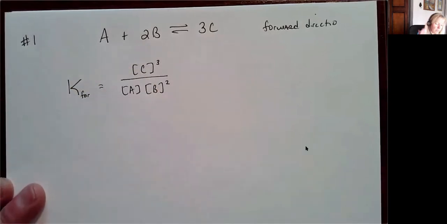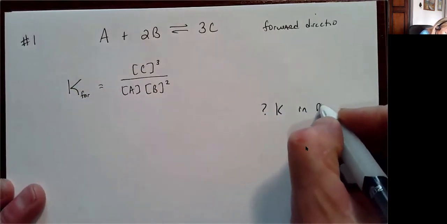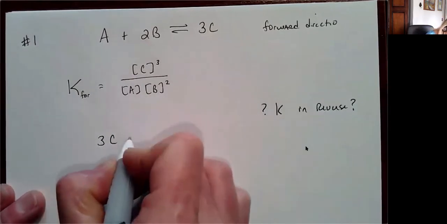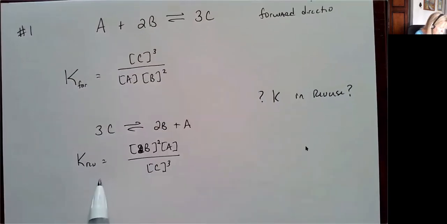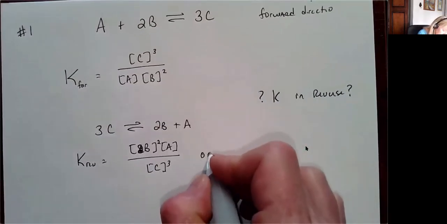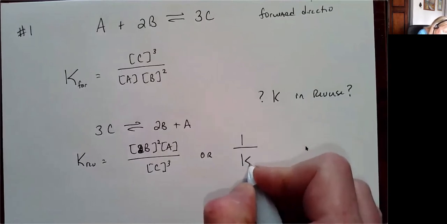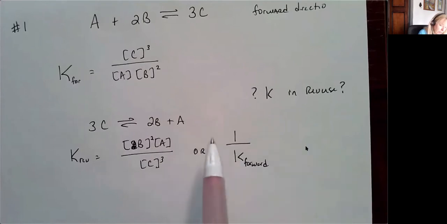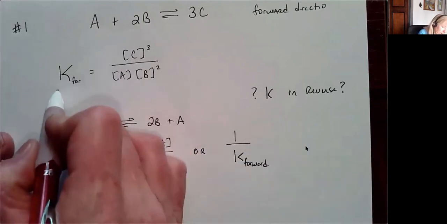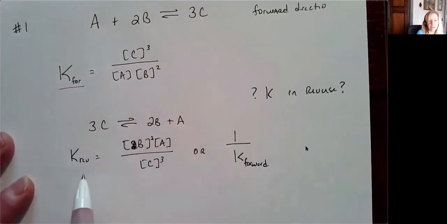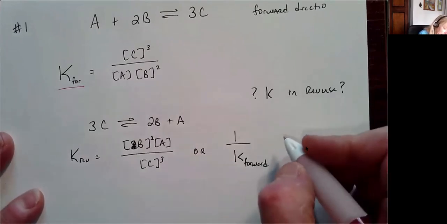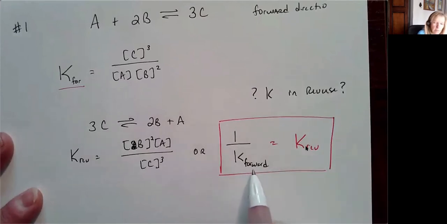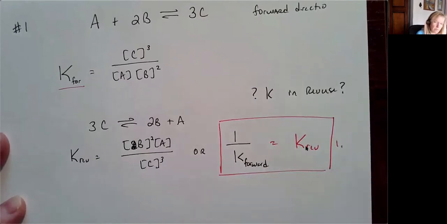Now let's say I want to know what K will be in the reverse. So I could write this in reverse. So my reaction in reverse would look like this, and that would be my K reverse. Or I could just write this as 1 over my K forward. So this would be my first relationship. If I want to flip the reaction and I have a value for this, instead of trying to recalculate that value, I could just relate it this way. My K reverse is going to be equal to 1 over whatever my value for K forward is. So this is my first relationship here.